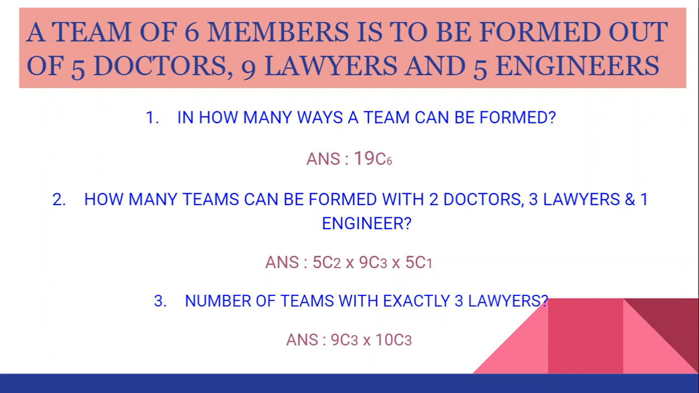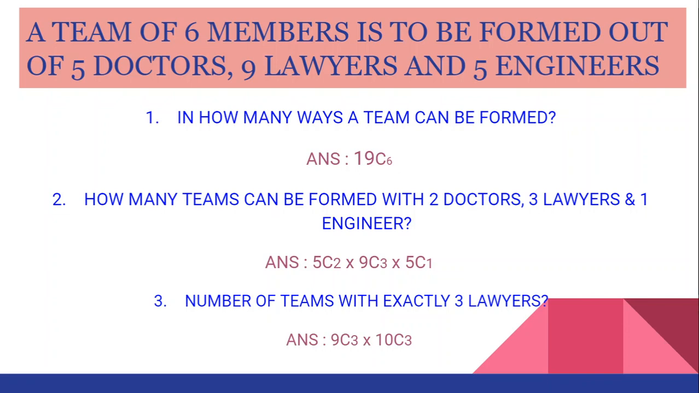Second question, how many teams can be formed with 2 doctors, 3 lawyers, and 1 engineer? So now here we have a restriction. What we'll do is we have to take 2 doctors only out of 5 doctors. So we are selecting 2 doctors, so it will be 5C2. Now we have 9 lawyers, but we have to select only 3 lawyers. So it is 9C3, and we have 5 engineers, out of which we need only 1 engineer.